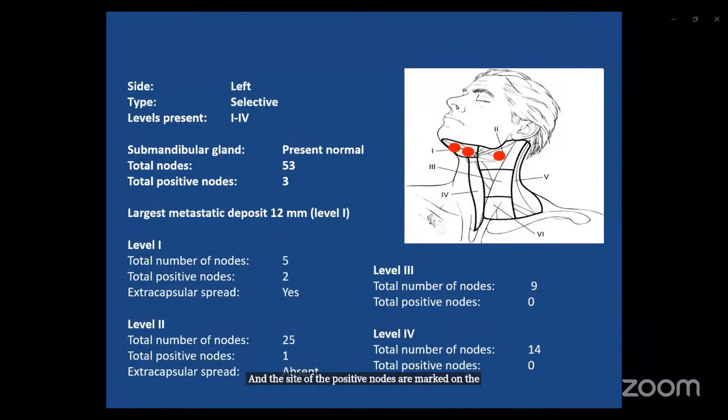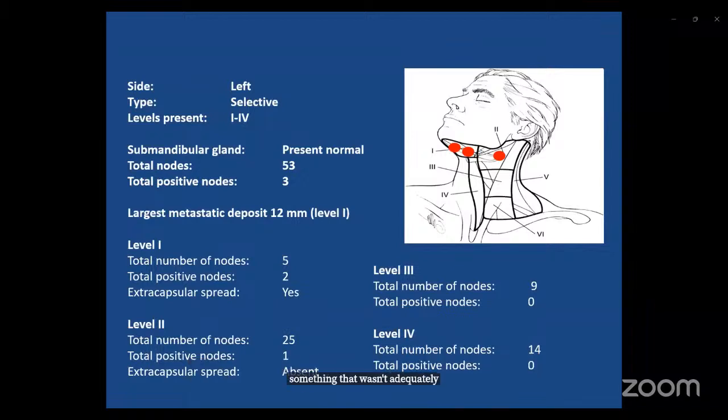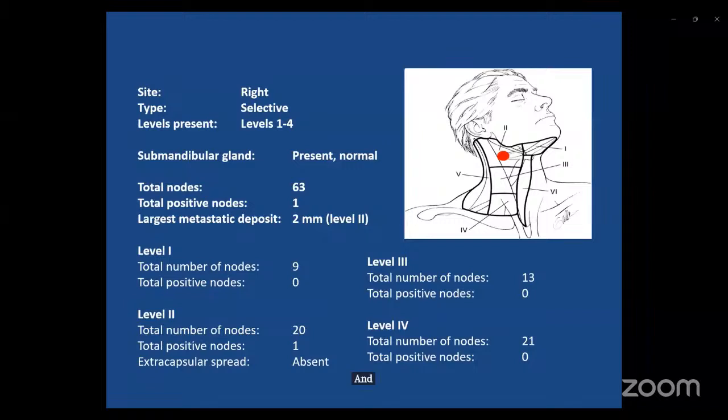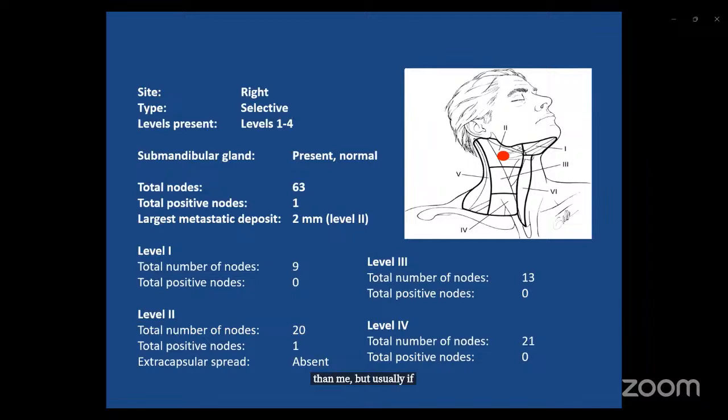The oncologists really love this in the MDT because it allows them to plan their radiotherapy fields. Certainly it was an adequately sampled neck dissection, perhaps oversampled, it's controversial. And the right neck also showed a good number of nodes, 63, with 1 positive in level 2, again marked on the picture. I don't really find as many nodes as this. My trainees are much better at finding a larger number of nodes than me, but usually if I find between maybe 25 and 40 nodes, I'll be happy.